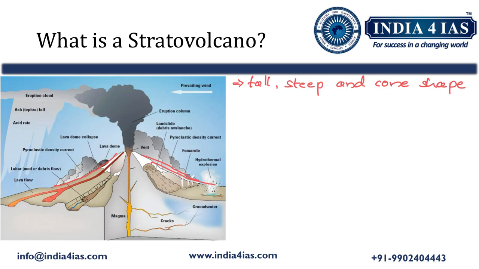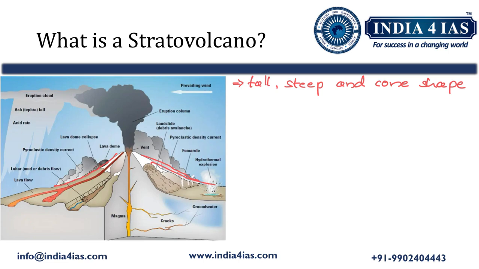Coming to the location and characteristics of the stratovolcano, they are typically found above the subduction zones, where one plate is subducting beneath another plate in the convergent plate boundary. So they are typically found in subduction zones. Often they are part of large volcanic regions like the Pacific Ring of Fire.